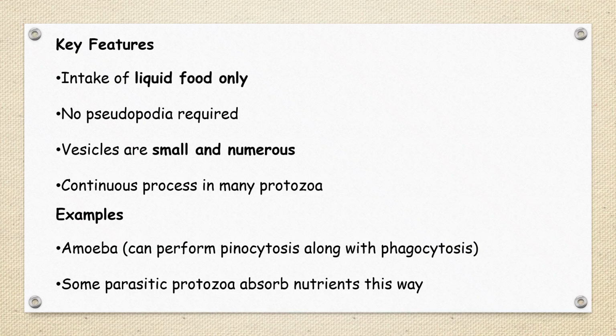The key features of this pinocytosis type of nutrition are that it helps in the intake of liquid food only. For grabbing this liquid food, no pseudopodia or other locomotory organs are required, and a small vesicle-like structure is formed, which is known as a pinosome. It is a continuous process. This happens in most protozoans, for example in amoeba and in some parasitic protozoans, where they absorb the surrounding food in dissolved form. So that is pinocytosis.